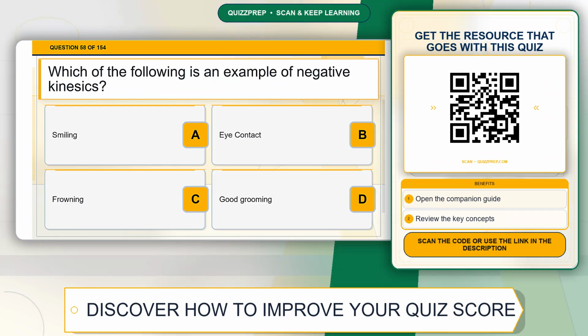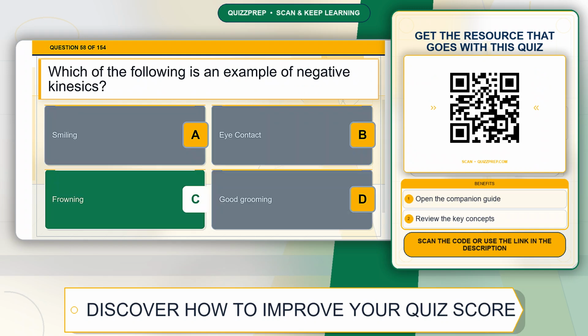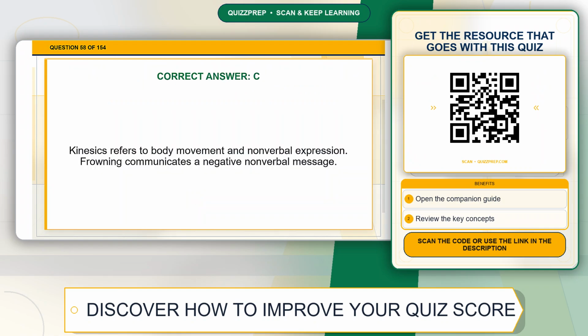Question 58. Which of the following is an example of negative kinesics? Option A, smiling. Option B, eye contact. Option C, frowning. Option D, good grooming. The correct answer is option C, frowning. Explanation. Kinesics refers to body movement and nonverbal expression. Frowning communicates a negative nonverbal message.